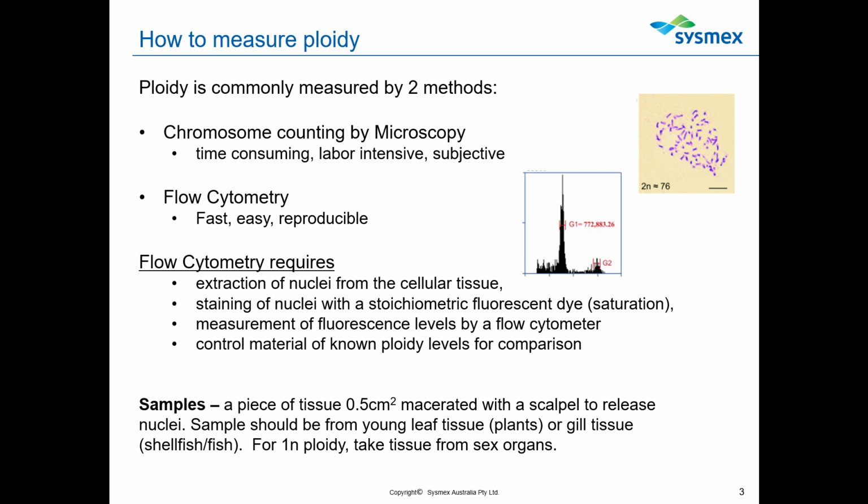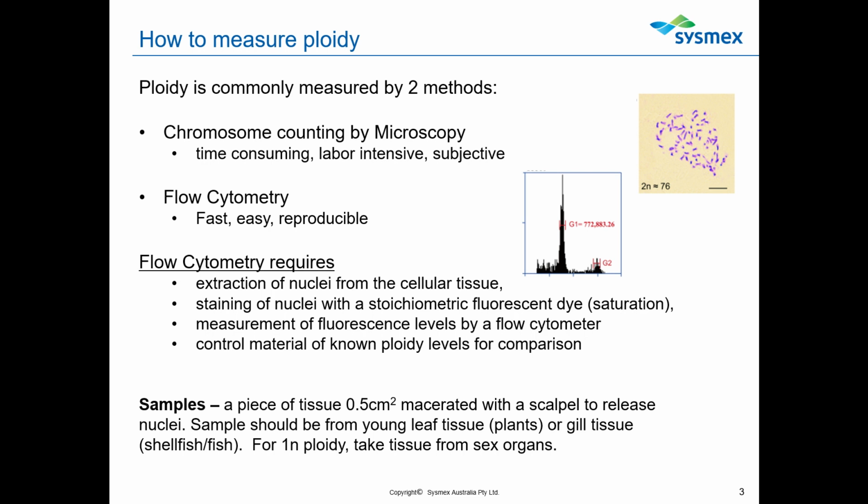So for flow cytometry analysis, what does it require? Well, firstly, we need to extract the nuclei from the cellular tissue. Once we've extracted the nuclei, we then need to stain the DNA within the nuclei with a fluorescent dye. And this needs to be a stoichiometric dye that saturates the DNA. So it's really important to saturate the DNA, otherwise we won't have consistent staining when we run the samples by flow cytometry.